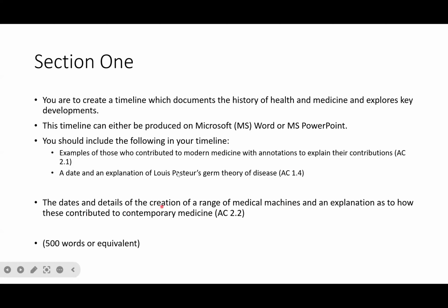So this is part of this actually, but this is just a pointer that you can add to your assignment, where you would want to give a range of medical machines and explanation as to how these contributed to contemporary medicine. How did they change the way medicine was working? This should be around 500 words. Okay, section 1 with the timeline.